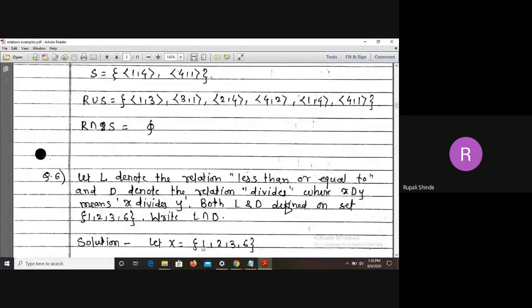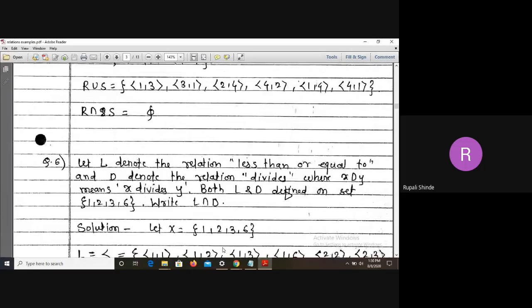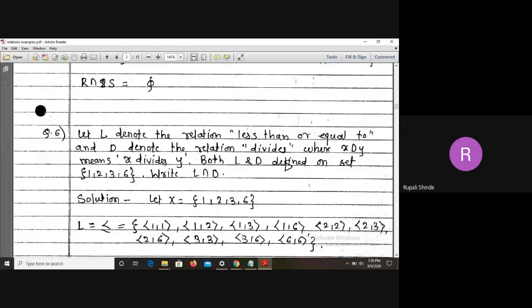So here both the elements are equal. Second one is 1, 2, 1, 3 and 1, 6. Okay. So likewise, again we can write 2, 2, 2, 3, 2, 6. Then 3, 3, 3, 6. And last one is 6, 6. So all these order pairs will be included in L.